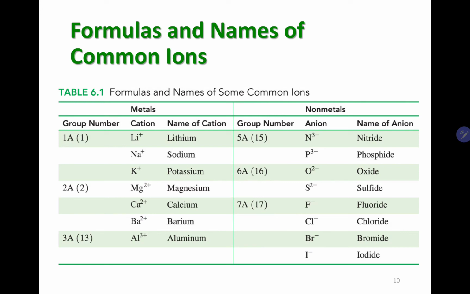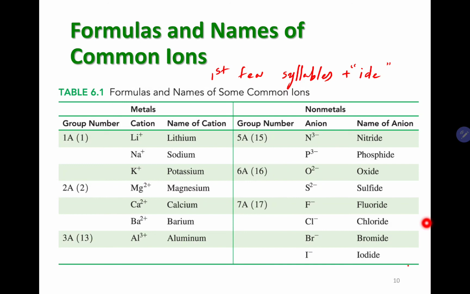If it is a cation, the name of the cation is the same as the name of the element. The anion name is a little bit different. When naming anions, you take the first few syllables of the element name, and then you add "ide" to the end.